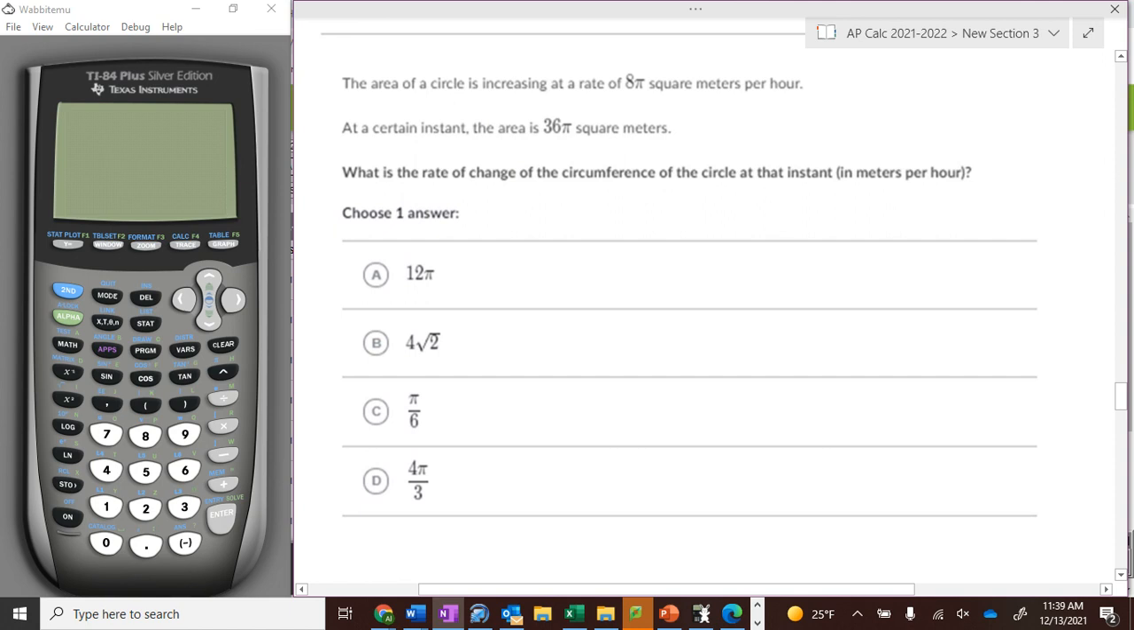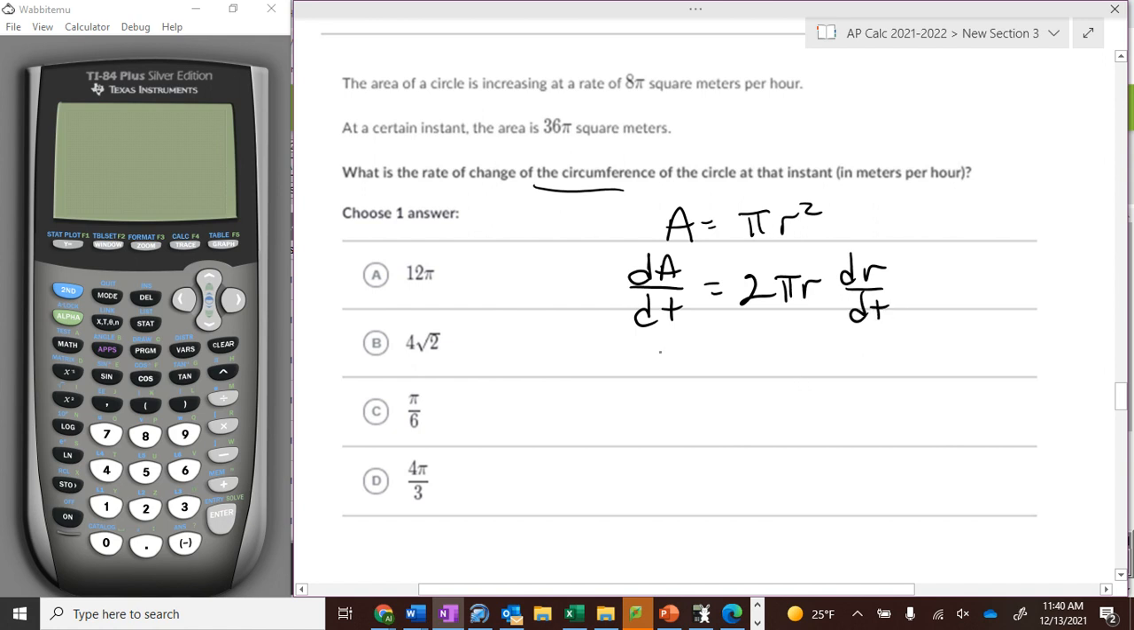The area of a circle is increasing at a rate of 8 pi square meters per hour. At a certain instant, the area is 36 pi. We're looking for the circumference. The area of a circle is pi r squared. If you take the first derivative of the area, what do you get? dA/dt equals 2 pi r dr/dt.